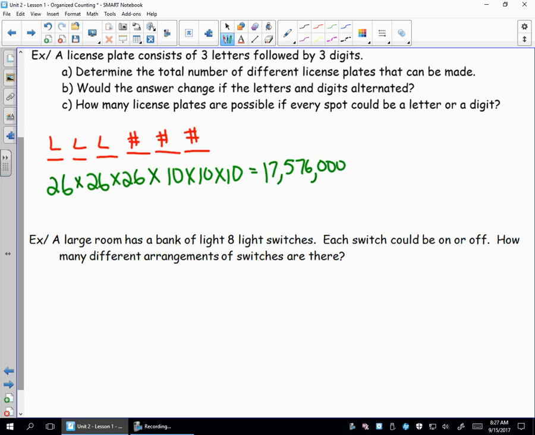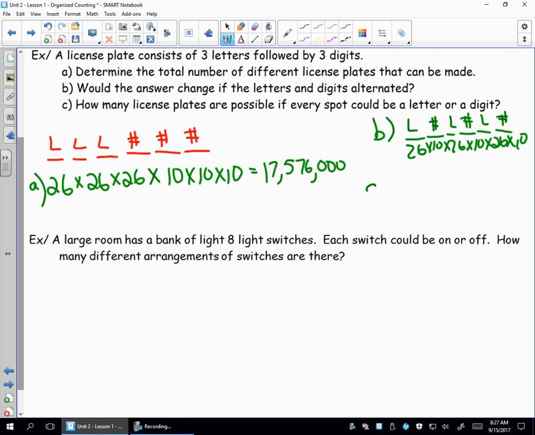Okay, that's part A. Part B, would the answer change if the letters and digits were alternated? So in other words, if I went letter and then number and then letter and then number, would that change my mathematical answer? Well, no, it wouldn't, because I still have 26 times 10 times 26 times 10 times 26 times 10. When you're multiplying things together, the order you multiply in doesn't change the answer in the end. 2 times 3 is the same as 3 times 2. Right?